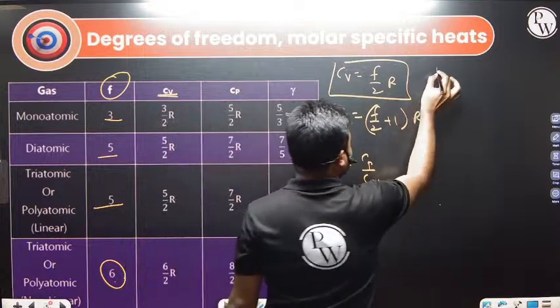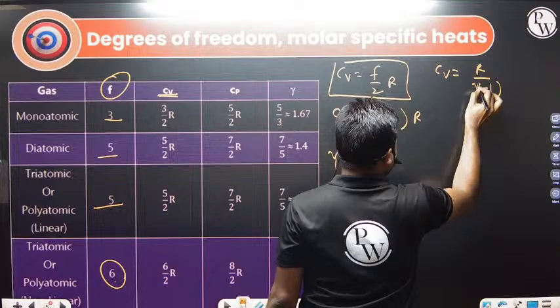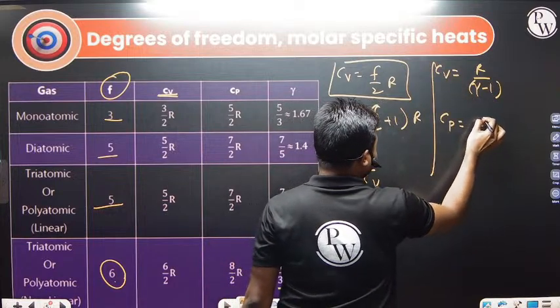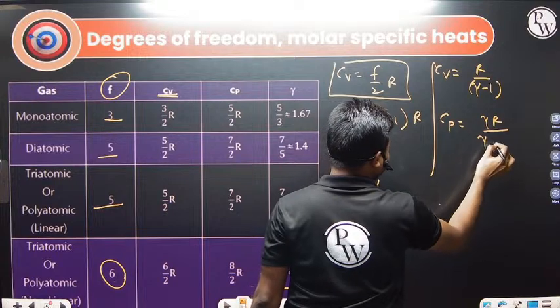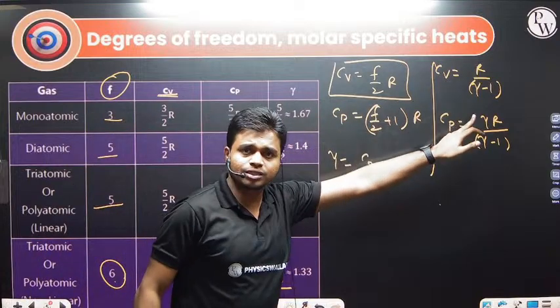Second, the CV value in terms of R and gamma is R divided by gamma minus 1. If you simplify, the CP value will be gamma times R divided by gamma minus 1. So we have this relation between gamma and the CV and CP values.